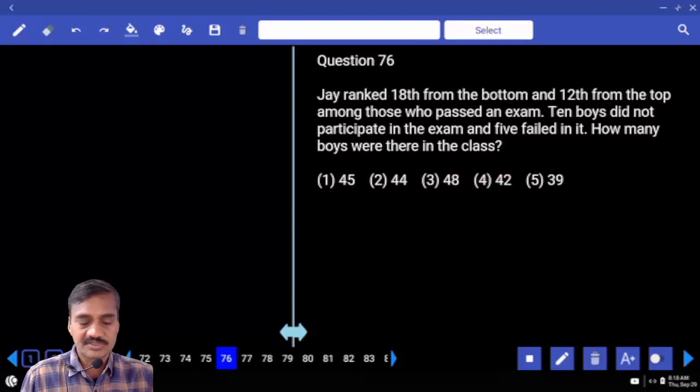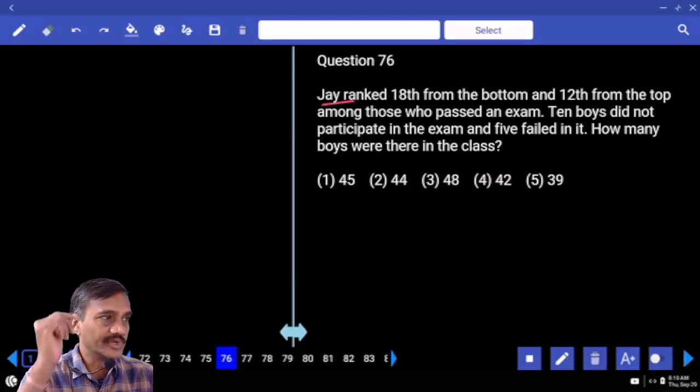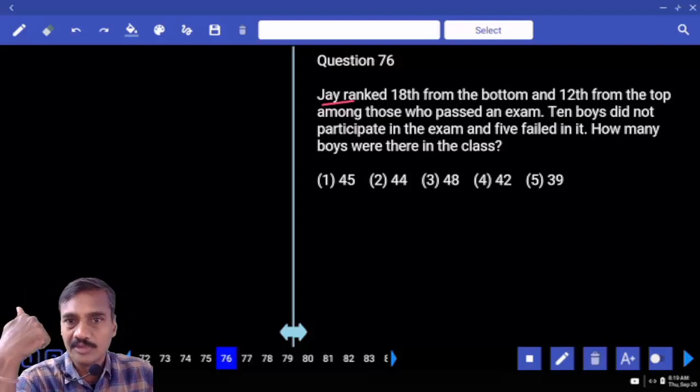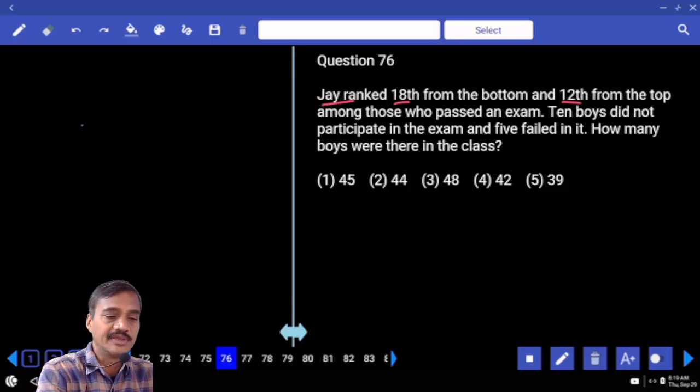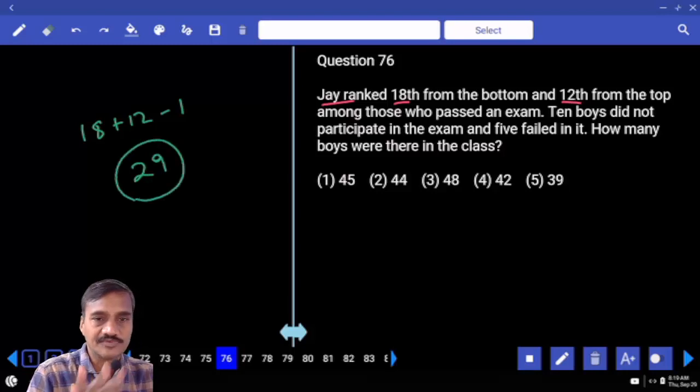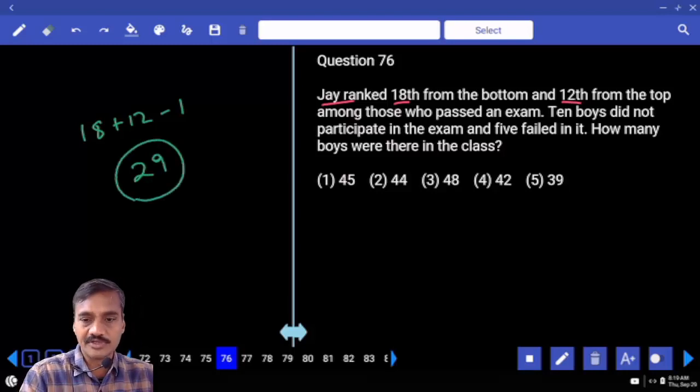Then 76. Now in this question number 76, J ranked 18th from the bottom and 12th from the top. Now we are talking about the same person from both the ends. Hence what is your answer here? 18 plus 12, his position, 18 plus 12 minus 1. That means 29 persons as of now. Isn't it? According to his ranking, he is talking about 29 persons.